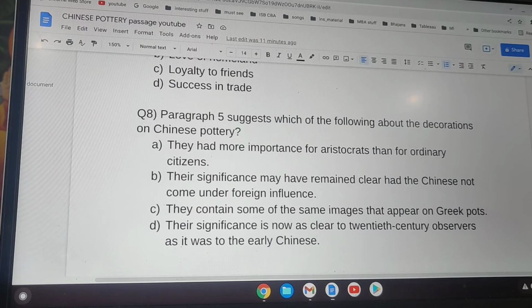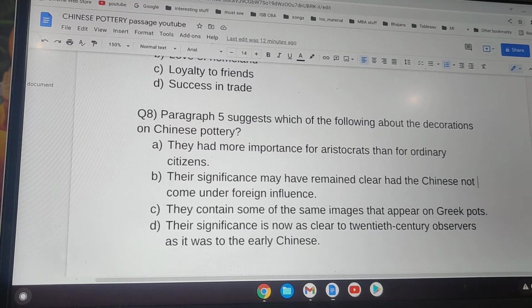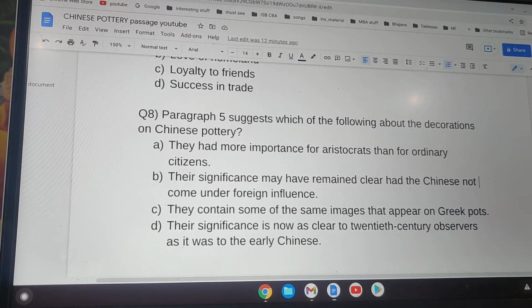Just read the keywords which are going to play an important role. Okay. So first we'll read the options and we'll cancel out the options directly. "They had more importance for aristocrats than ordinary citizens." Now, if we read the text, we'll have to find out whether it's mentioned or not. Something about aristocrats and ordinary citizens, okay?